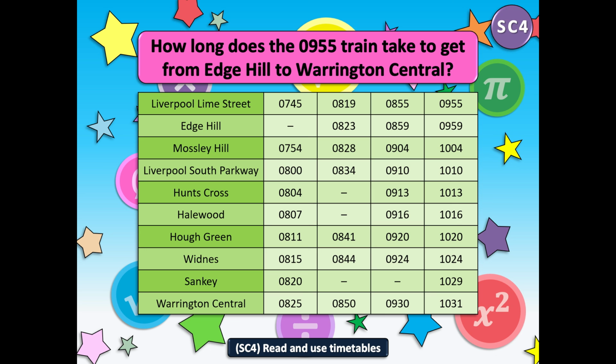How long does the 9:55 train take to get from Edge Hill to Warrington Central? So we look at the column that begins at 9:55, so that's the end column, the fourth train, and we want how long it takes to go from Edge Hill, so it leaves Edge Hill at 9:59 and it gets to Warrington Central at 10:31, so that's 32 minutes.